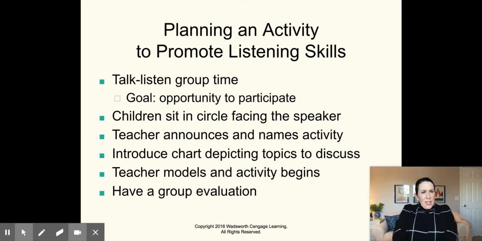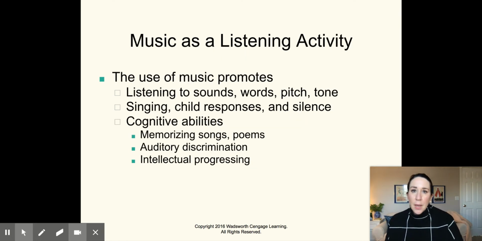And then at the end, have a group evaluation. Do you think we learned something today? What do you think we learned? What was your favorite part about group time? Ask those questions and see what happens.